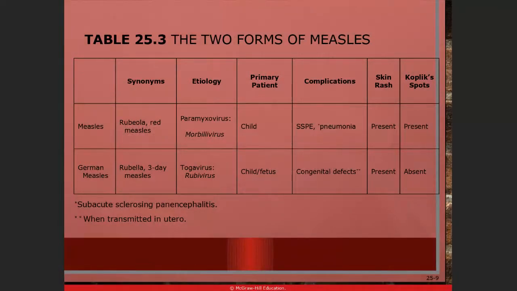And there are two types of measles. The first one is called measles, and the other one is German measles. The first one is the most contagious one, caused by the morbillivirus. The second one is not that contagious. It's caused by rubiviruses.